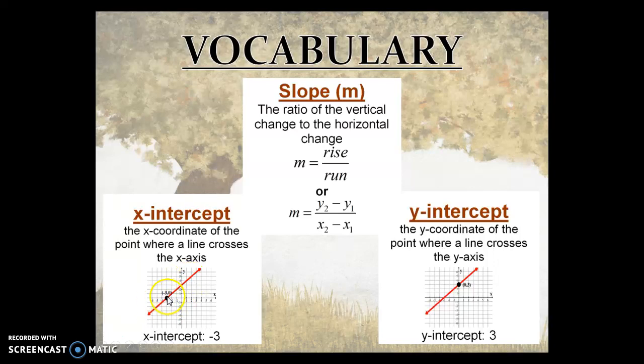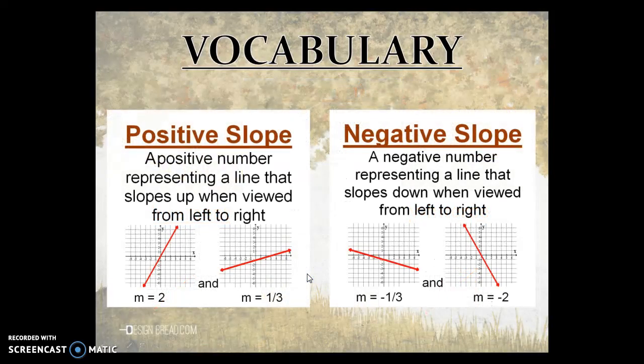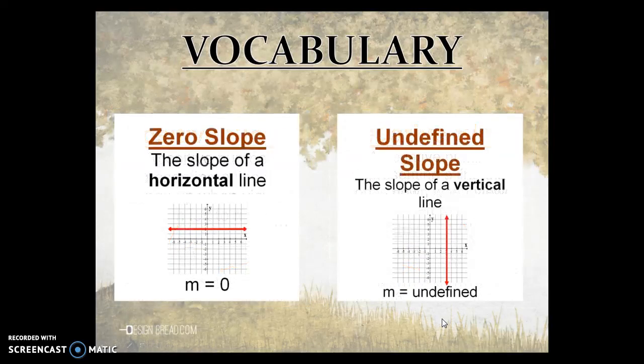X-intercept is where the line crosses the x-axis. The slope is rise over run, or y2 minus y1 over x2 minus x1. The y-intercept is where the line crosses the y-axis. Positive slope is when you read it like a book, it's going up. Negative slope, when you read it like a book, it's going down. Zero slope is a straight line across, like a flat line when you have 0 heartbeats. Undefined slope is up and down.